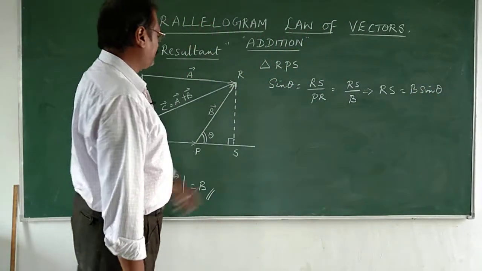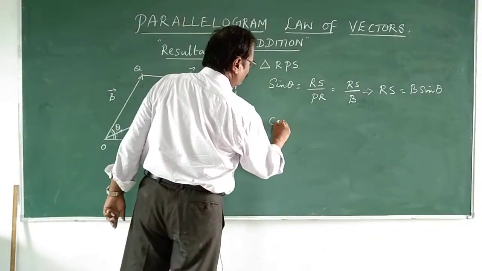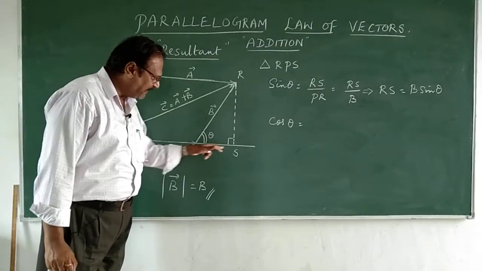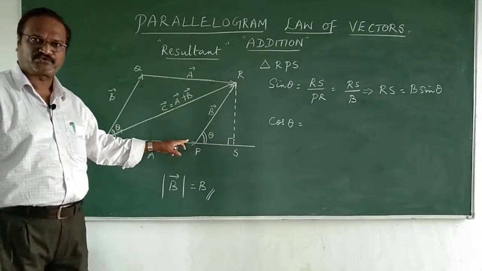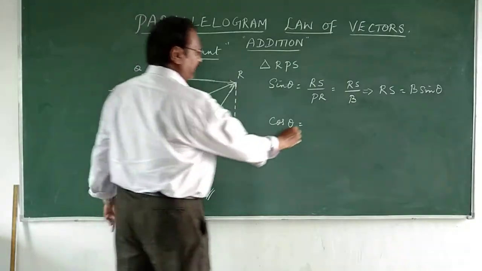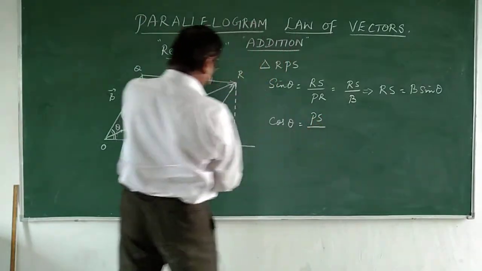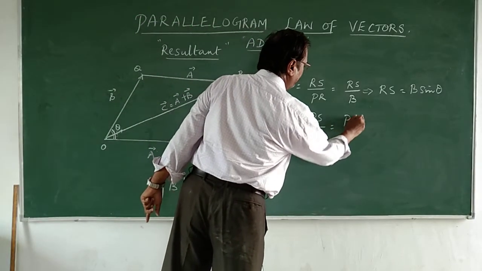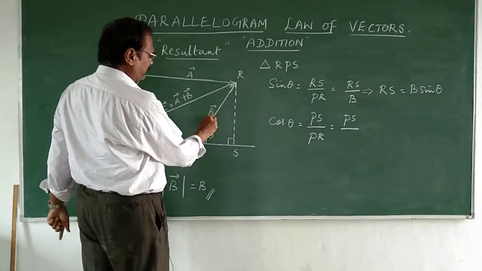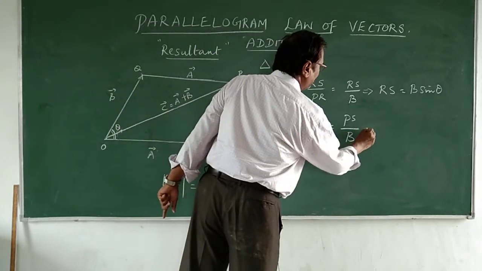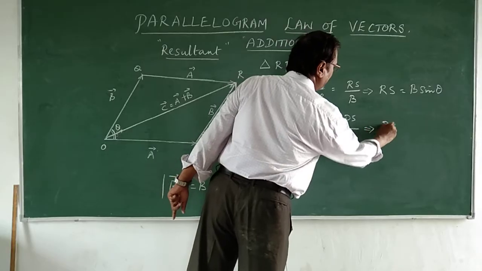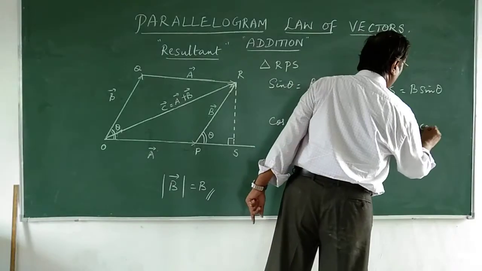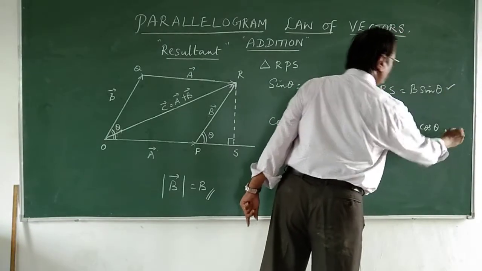Now, in the same triangle, what is cos theta? Let us define cos theta. Cos theta is the base upon hypotenuse. What is the base? PS, divided by the hypotenuse, which is again PR. So PS is equal to PS divided by PR, which is again B, the magnitude of it. From this we can get PS is equal to, B comes over here, B cos theta. I hope you are clear about these two points.